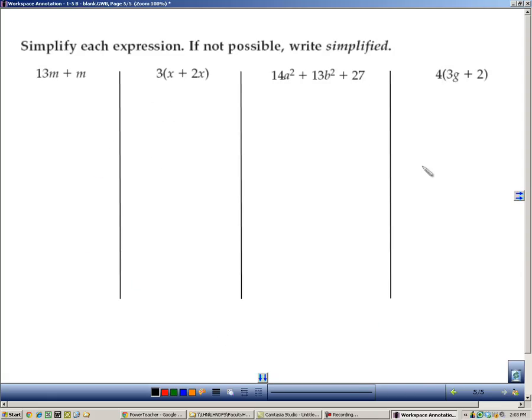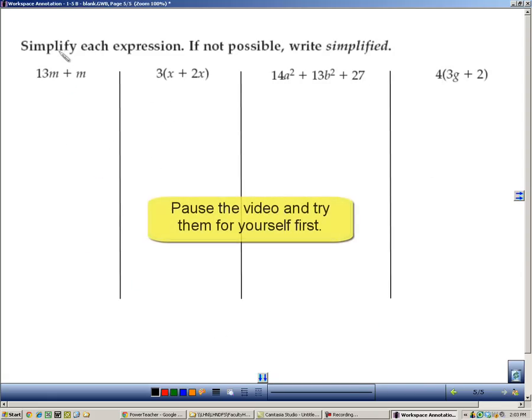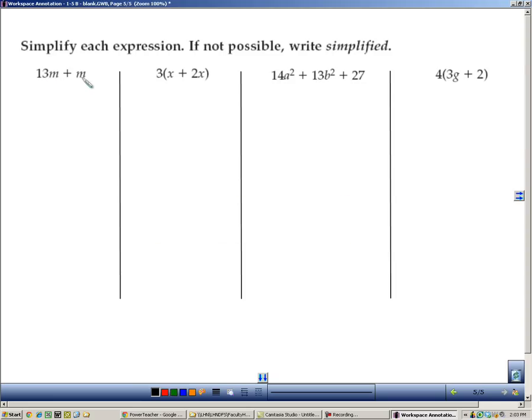So now we'll do 4 of these examples. We'll do a lot of simplifying, collecting like terms, and distributing. So let's get started. 13m plus m. Now remember, what number is in front of the m when there's no number there? There's a 1. So think of this as 13m plus 1m, or 13 pencils plus 1 pencil. What do you get? You get 14 pencils, or in this case 14m. Those are like terms, and they can be added together.